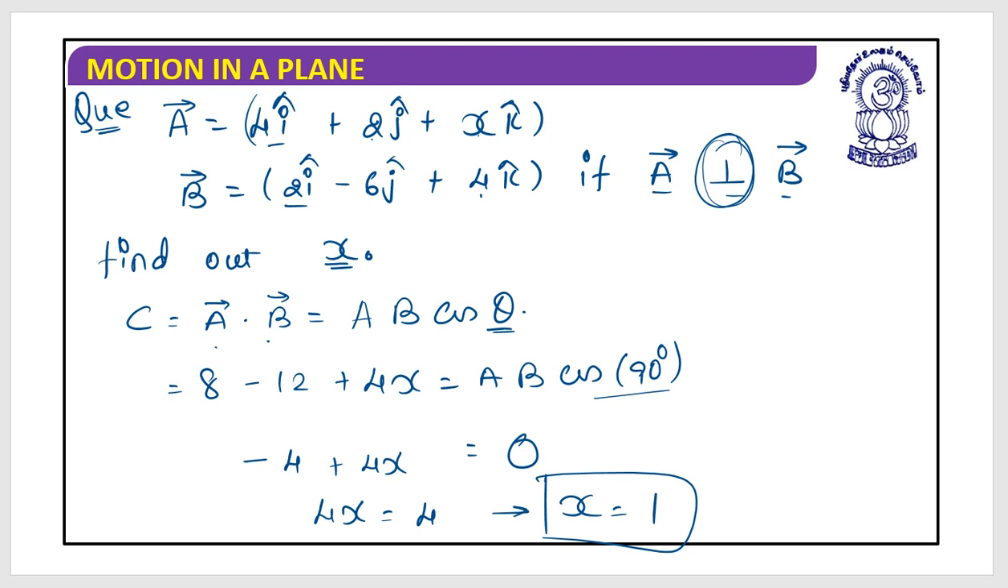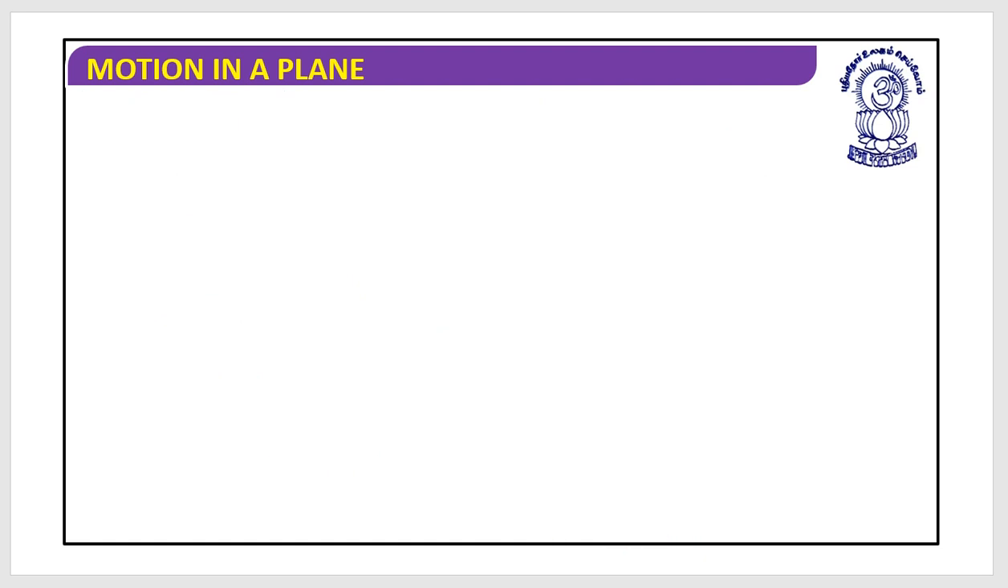So can you do this now? Can you do this on your own? Are you sure? Are you comfortable with the dot product of the vectors? So shall we switch to the cross product? Shall we? So let's begin then.